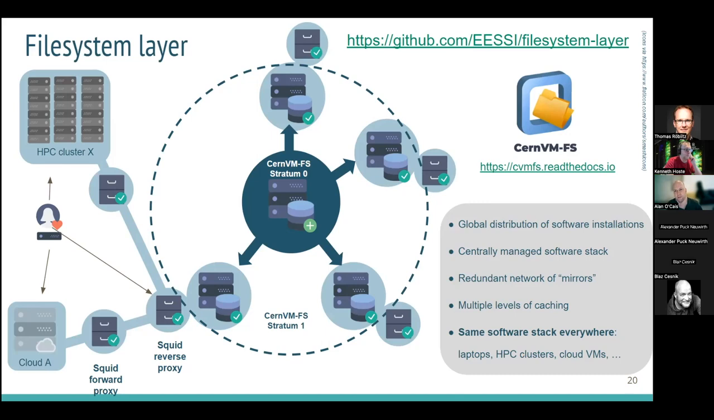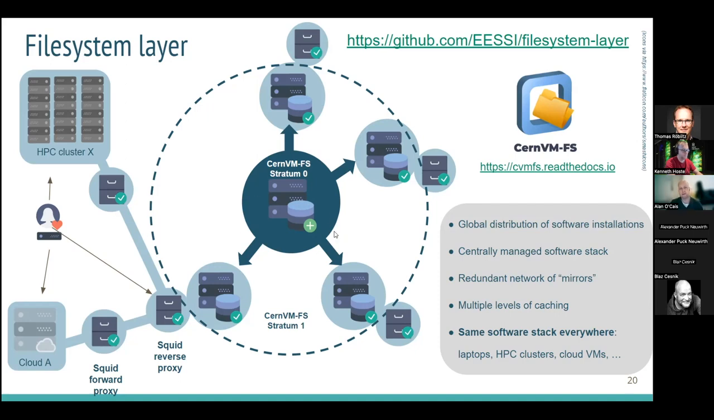What we use is CVMFS. This gives us our global distribution of software installations. CVMFS has been around quite a while, and it's used, as you might have guessed, by CERN. They use it to distribute software, and have done for quite a long time, to analyze data coming from the experiments that are done at CERN. This is a method that gives you a way to centrally manage software stacks, and that's why we're using it. The way it's done is through a network of mirrors.